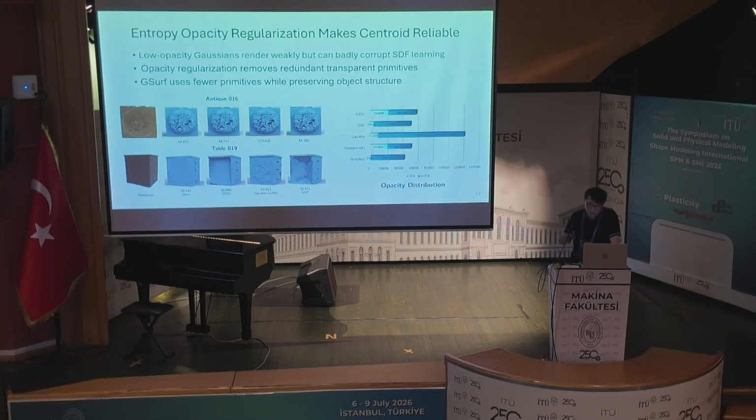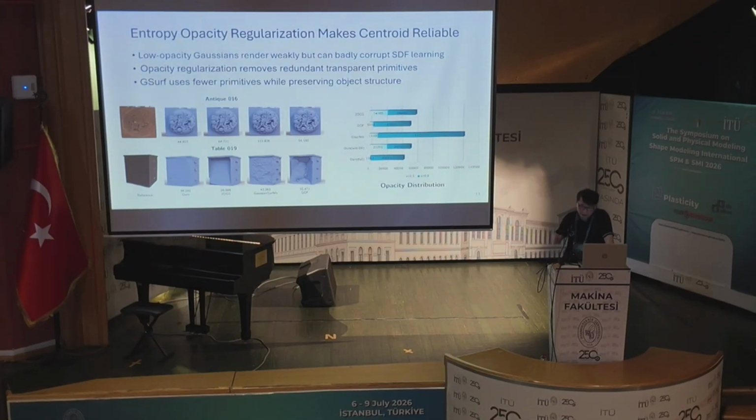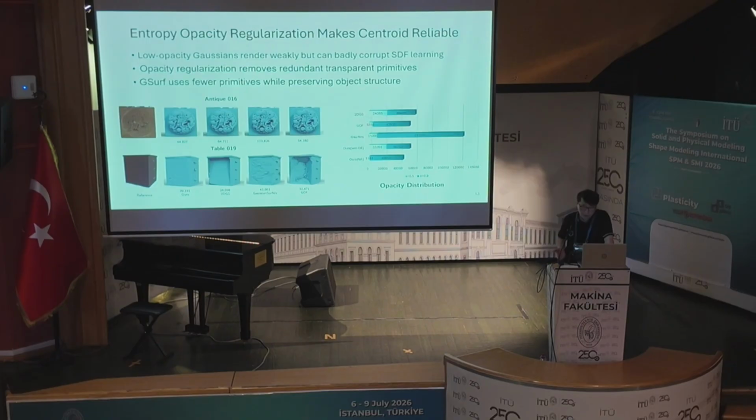So GSurf uses entropy opacity regularization to push Gaussians towards being either opaque or transparent, so the opacity is just 0 or 1. Then low opacity Gaussians are filtered out. After this, the remaining centroids become much more reliable because they can serve as surface anchors. In our experiments, we observed that this strategy is highly effective in reducing transparent Gaussians significantly.